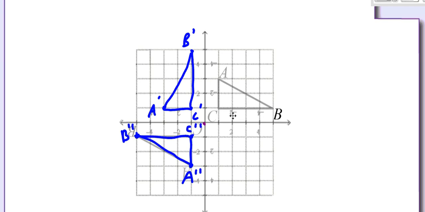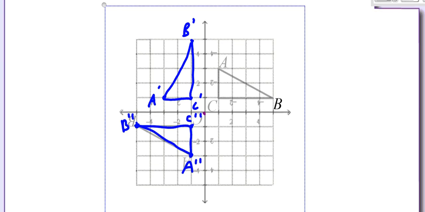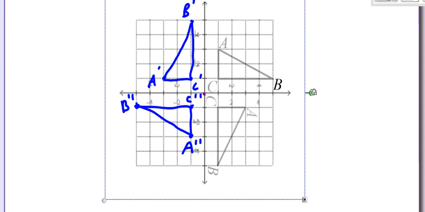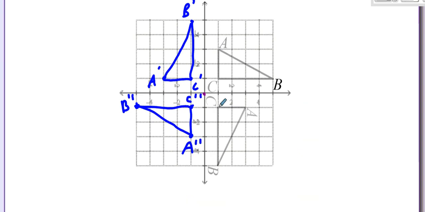You rotate another 90. That's now our 270 degree rotation. Prime, prime, prime on this one, 3 primes. And this would be B triple prime and C triple prime.